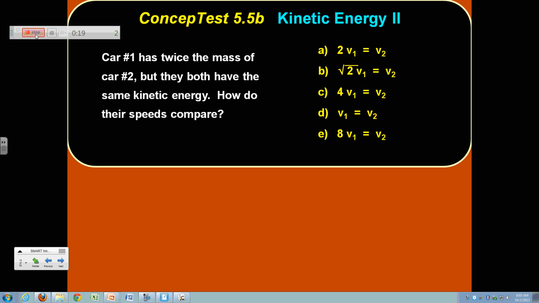When you encounter problems like this, I find it useful to write out the equation. 1/2 mv squared equals 1/2 mv squared, because I know their kinetic energies are the same. And then I say, well, I double the mass over here. So what has to happen to the velocity on the other side, or the speed, to make those equal? If I double the mass on the left-hand side, they're no longer equal.